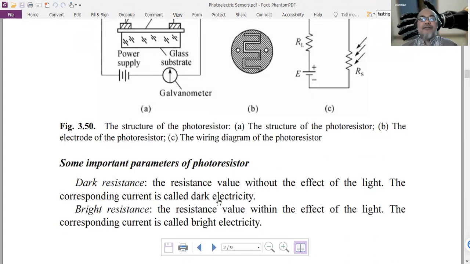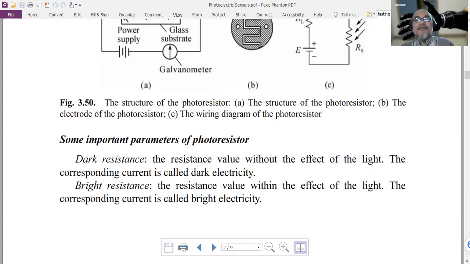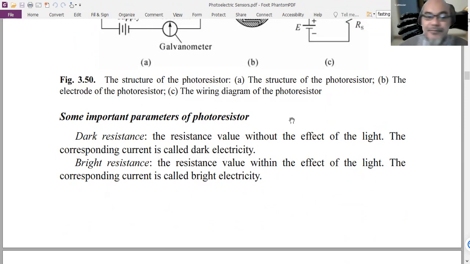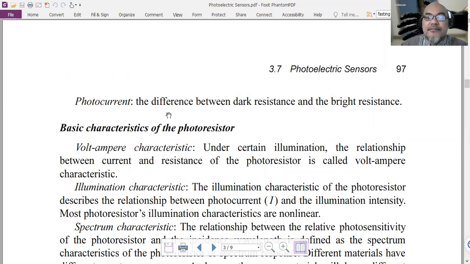So some important parameters: the dark resistance, the resistance value without the effect of light, when light is not there at all. The corresponding current is called dark current or dark electricity. The bright resistance is the resistance value under the effect of light. The corresponding current is called the bright electricity or bright current. Then the photocurrent is the difference between the dark current and the bright current.